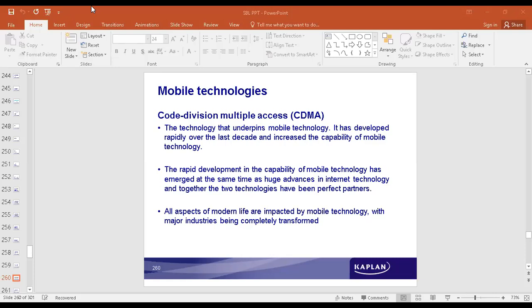Financial transactions also can be done with the help of mobile. So that is the rapid development in mobile technology. The rapid development in the capability of mobile technology has emerged at the same time as huge advances in internet technology, and together the two technologies have become perfect partners.